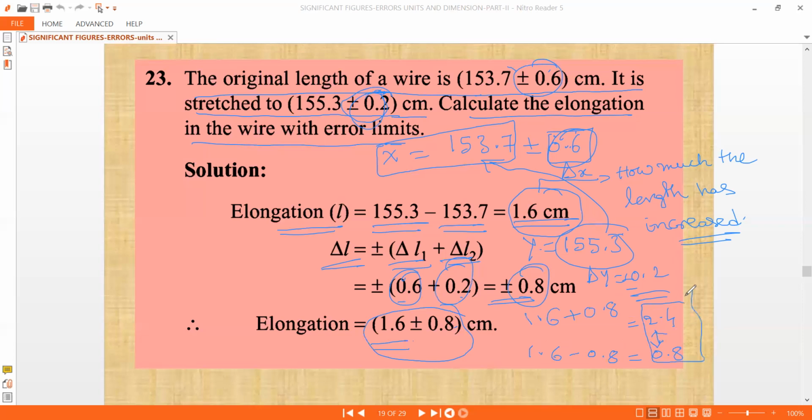That's what we are trying to tell using this error kind of thing. So this error, this is the maximum possible variations. This is the maximum possible fluctuations you can have while taking this particular measurement. That is the basic idea here we are trying to tell.